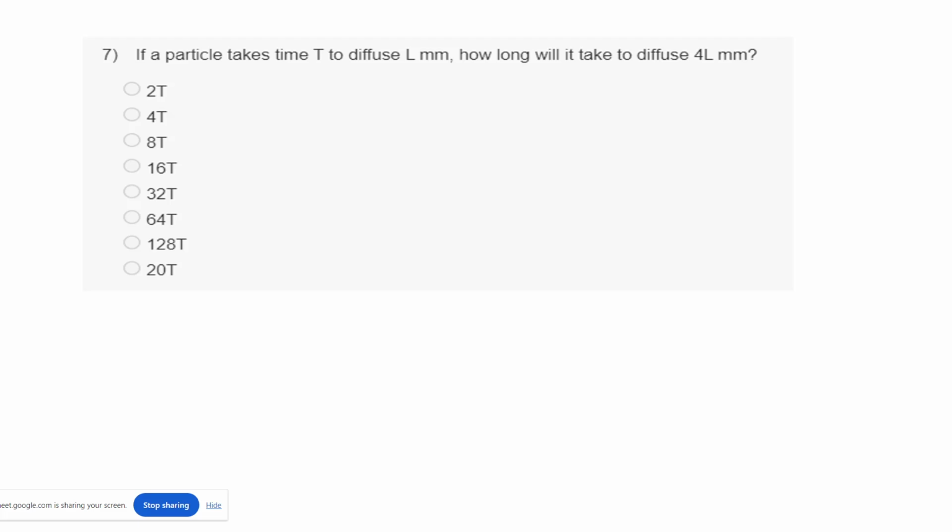Anyone else? If a particle takes time t to diffuse L mm, how long will it take to diffuse 4L? 16T. Okay, most of you are correct.